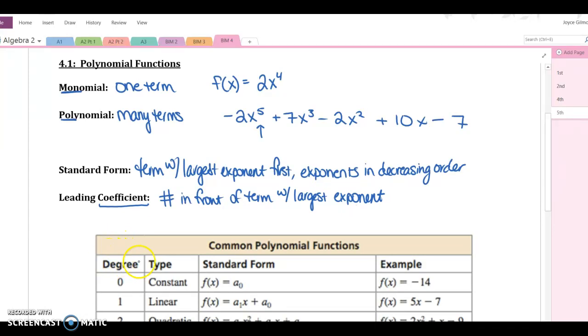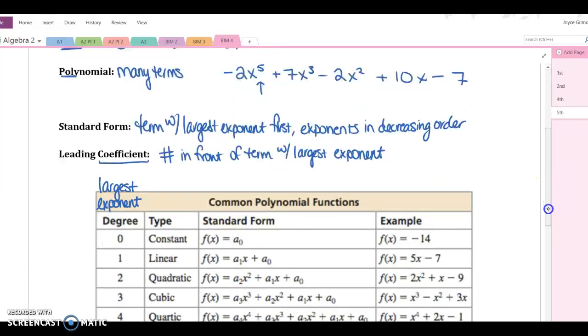Next, we're going to talk about the degree and the type of the function. The degree is the largest exponent. So above degree, you may want to write largest exponent. So in this example, the degree is 5, and the leading coefficient is negative 2. That's something that we're going to be talking about quite a bit, is the degree and the leading coefficient.